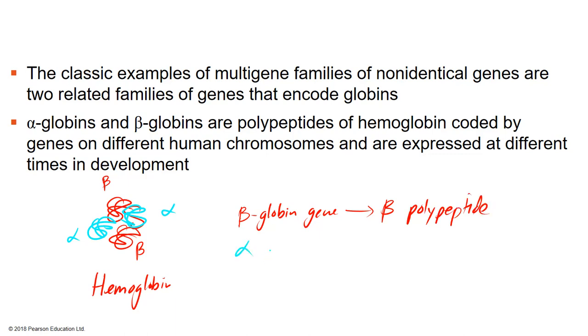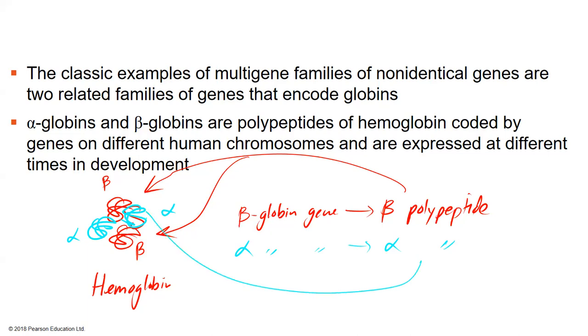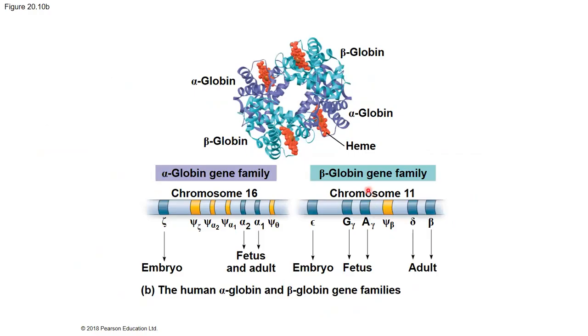And we have the alpha globin gene that will give the alpha polypeptide, and 2 beta polypeptides, like here and here, and 2 alpha polypeptides. They come together to form the human hemoglobin. We have two multi-gene families, alpha globin and beta globin.